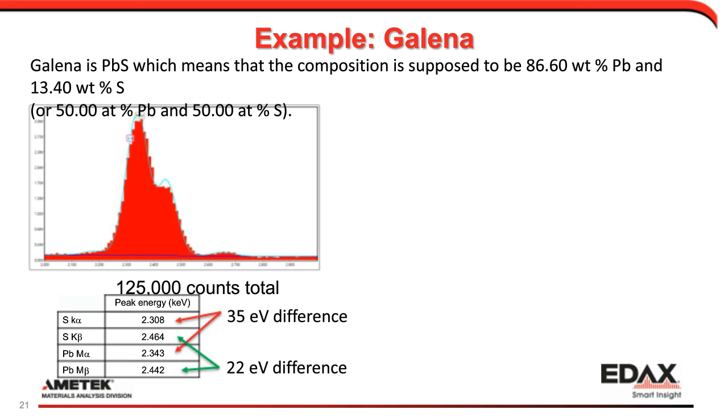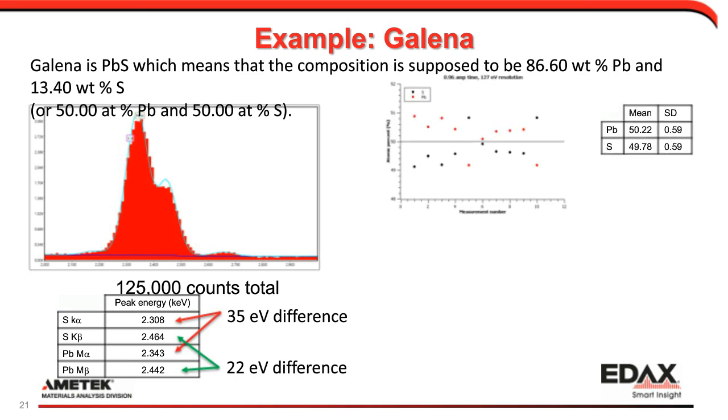So here I have the 096 amp time, where I have 127 eV resolution on the detector, and repeated the measurement 10 times. And you can see we do have some spread. The precision is not as great as it could be because of the total number of counts, but our mean values are pretty close to the atomic percent ratios. This plot is in atomic percent just because we have 50-50, so it's easier to see.